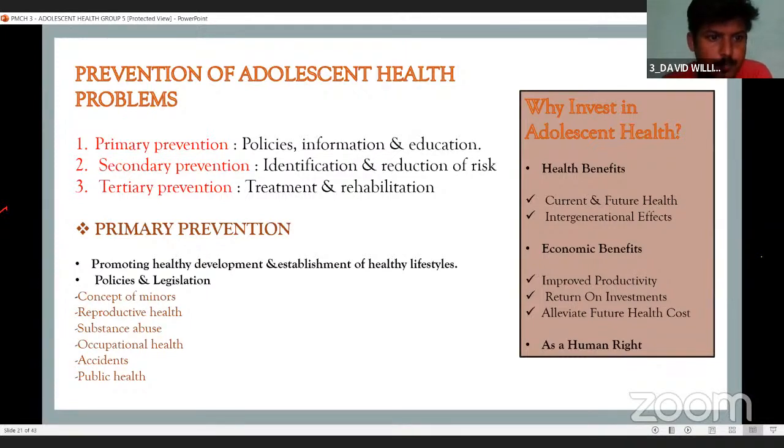Prevention of adolescent health problems. Why invest in adolescent health? There are health benefits, economic benefits, and as a human right also. There are three prevention methods: primary prevention, secondary prevention, and tertiary prevention.